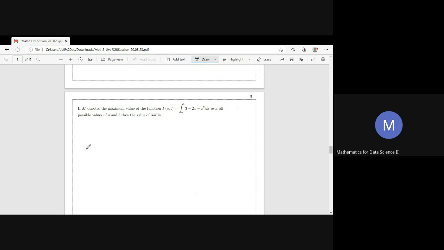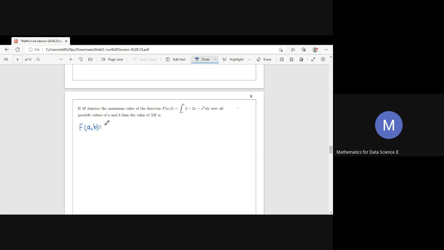What should you do for this? Find the maximum value. So first of all, is this integral something we can easily do? Yes or no? Yes. Okay, so let us do the integration first.